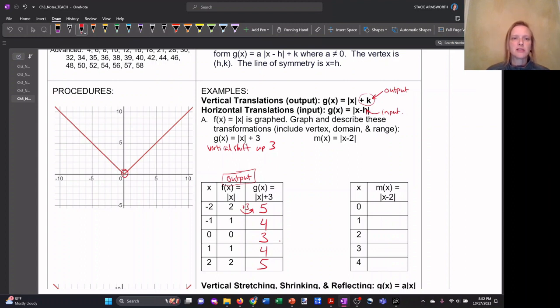So if I go ahead and put this on the graph, I can see that my lowest point, my vertex, is now at the point (0, 3). And my graph just kind of increases on either side with a slope of 1. And so if I just carefully draw those lines in like this, this is the transformed function g of x compared to my original f of x.